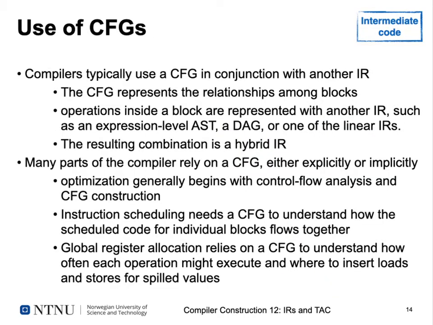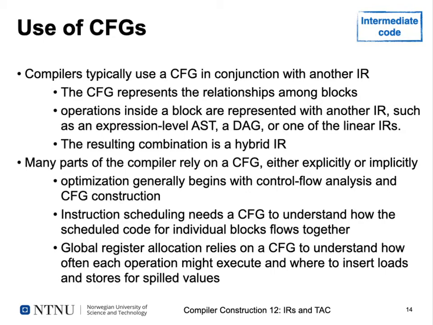So our control flow graph is an additional useful intermediate representation that concentrates on a different aspect, the control flow, and compilers typically use this in conjunction with another intermediate representation. So our CFG represents the relationship among blocks, basic blocks of code, and the operations inside of a block can be represented using another intermediate representation, such as an EST on expression level, or a DAG, or one of the linear intermediate representations. And the resulting combination would then be a hybrid intermediate representation.